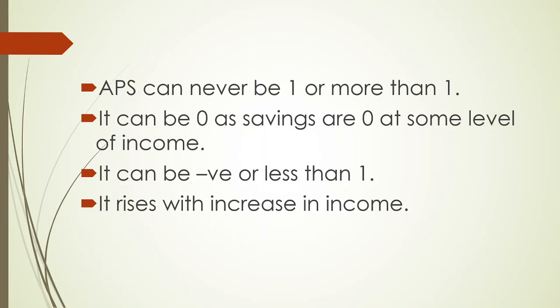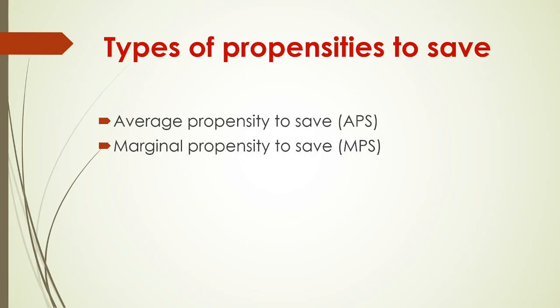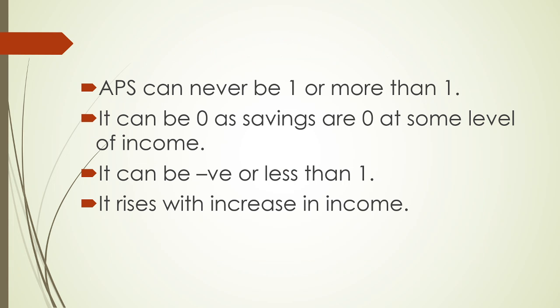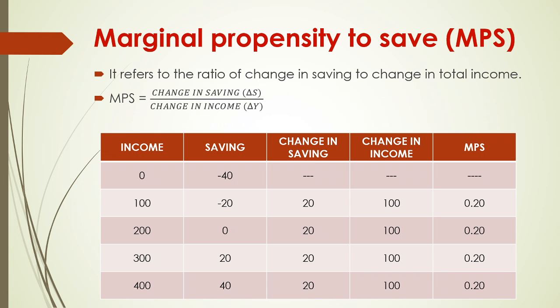So what we have discussed today is the types of propensities to save. First is the average propensity to save, next is the marginal propensity to save. Average propensity to save is the ratio of saving to the corresponding level of income. The formula is APS is equal to S by Y. These are some of the important points about APS. Next is MPS. It refers to the ratio of change in saving to change in total income. MPS is equal to del S by del Y.